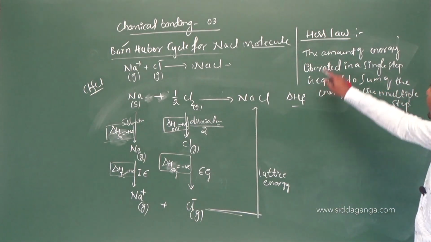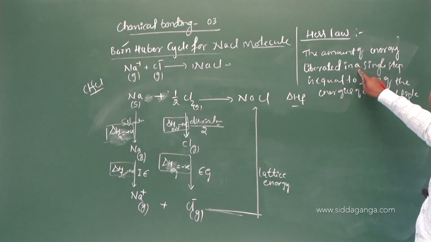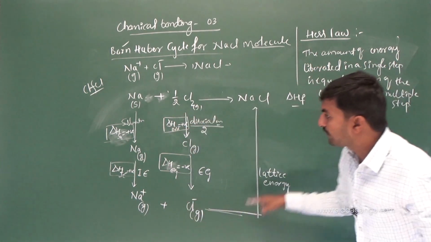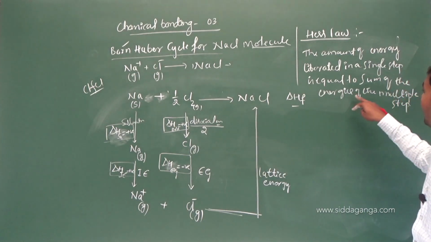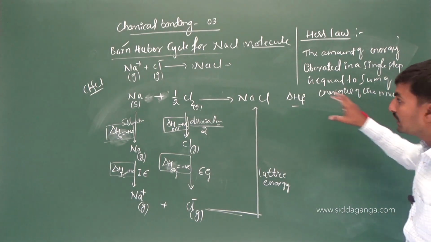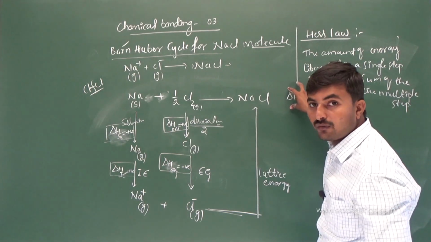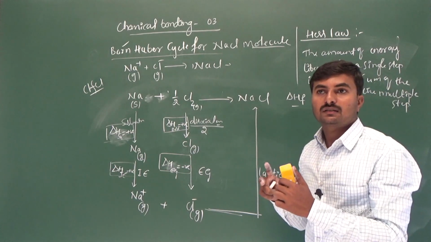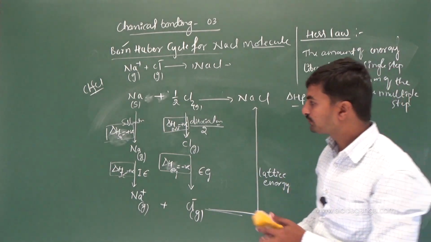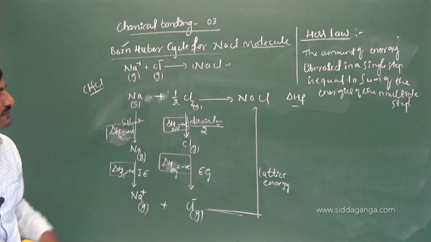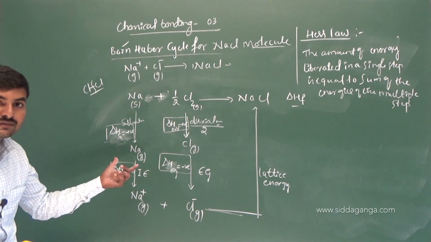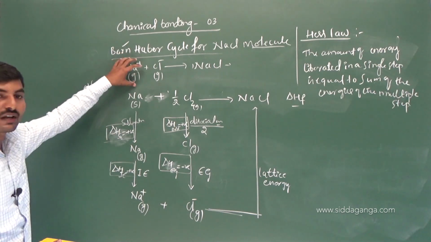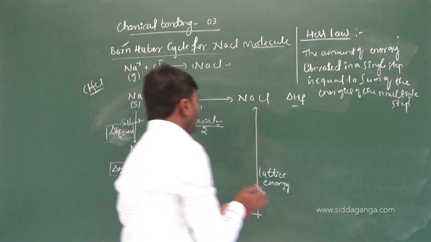What does it say? The amount of energy liberated in a single step is equal to the sum of energies of the multiple steps. The enthalpy of formation is equal to the sum of all these energies, Hess law says. Then how do we calculate this energy or lattice energy of this reaction, especially this reaction?